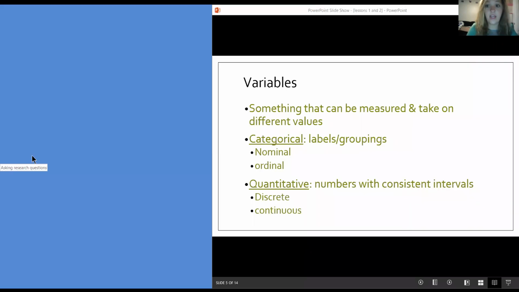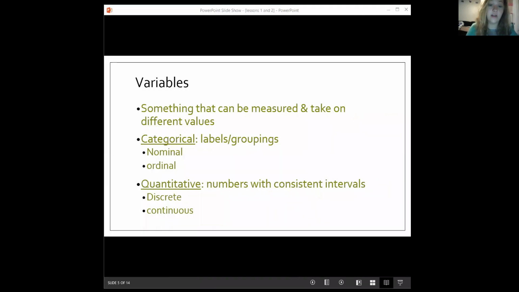Okay, so variables. We have two different types of variables. Variables obviously vary, it's where the name comes from. So we have categorical and quantitative. Categorical are just going to be labels, groups, so anything like flavors, colors, just any type of grouping like that. And you're going to have nominal and ordinal. Those are two different types of categorical variables. They're still labels or groups, but ordinal has a hierarchy and nominal doesn't.